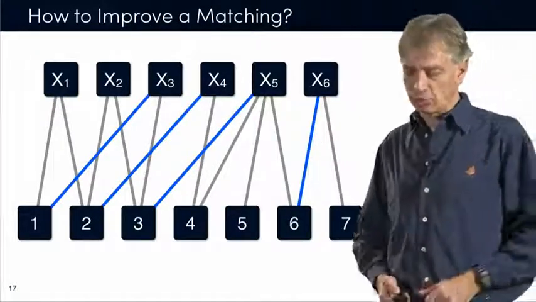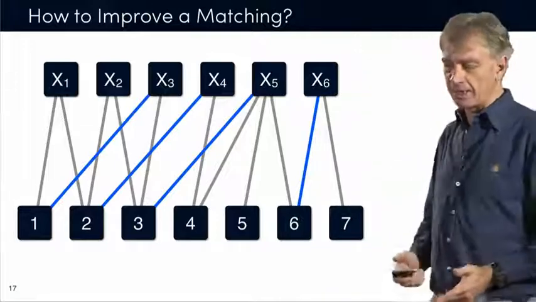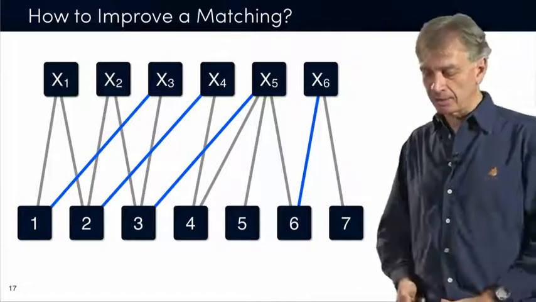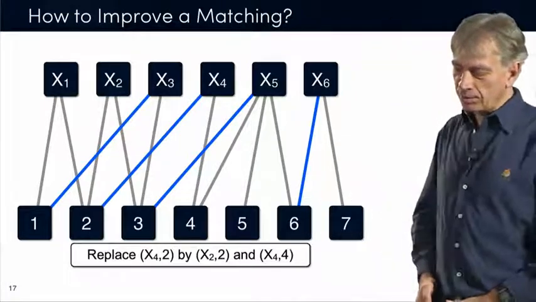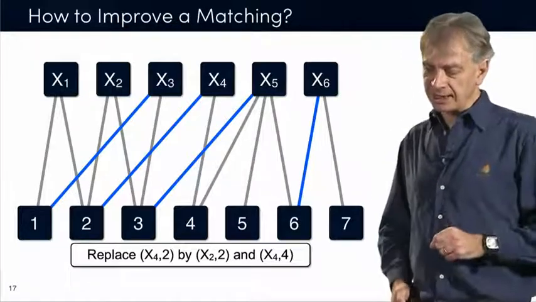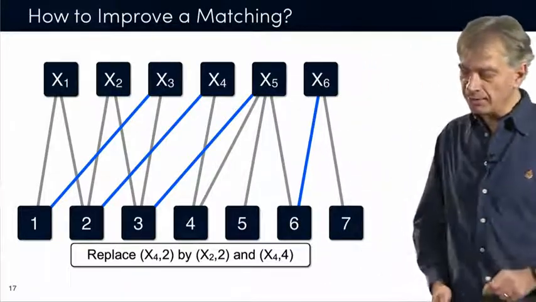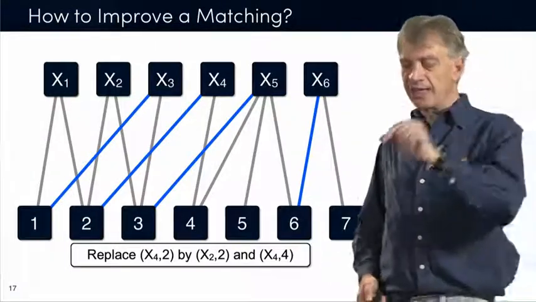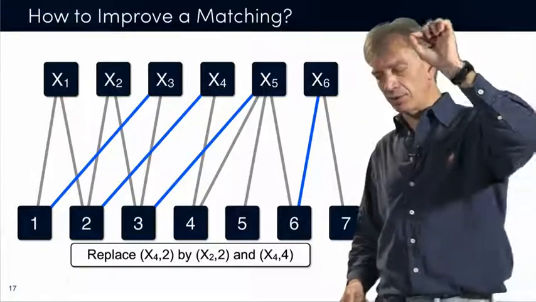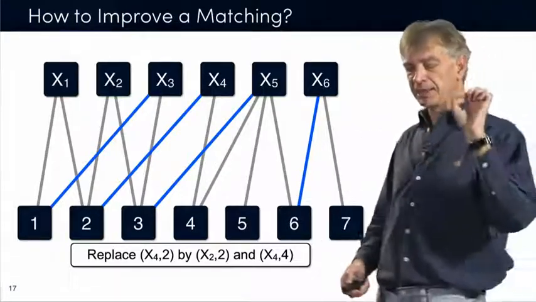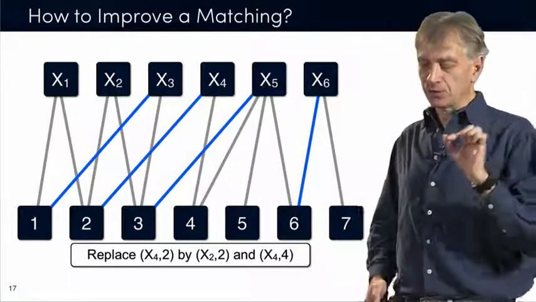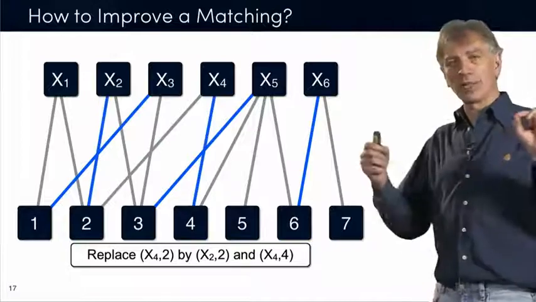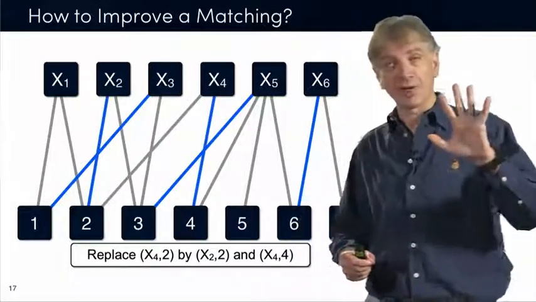So here, this is a matching. You see that the variables x3, x4, x5, and x6 are matched. The variables x1 and x2 are not. So what I want to do now is improve this matching. I can replace the edge x4 assigned to 2 by the edges x2 to 2 and x4 to 4. If I do that, I remove one edge and I add 2 new edges. And what I get is a better matching. Now 5 of the variables are matched.